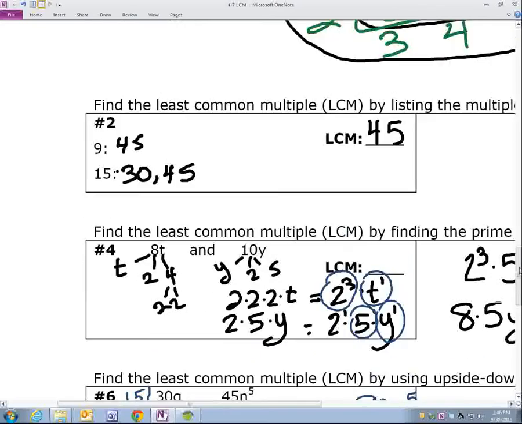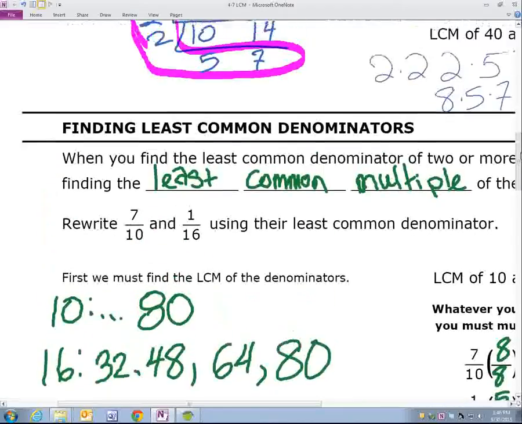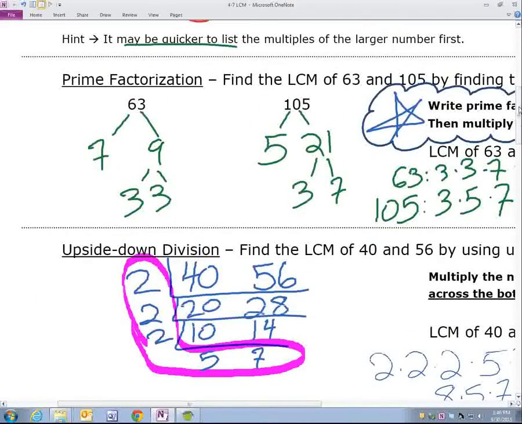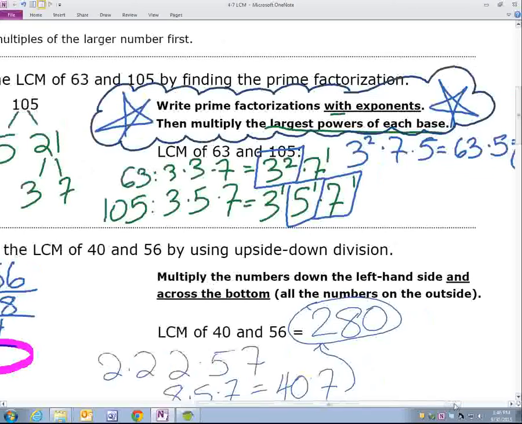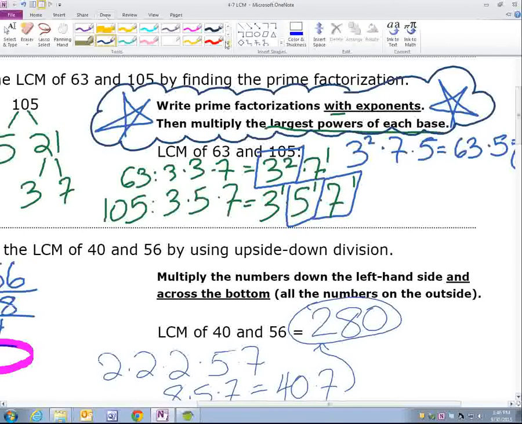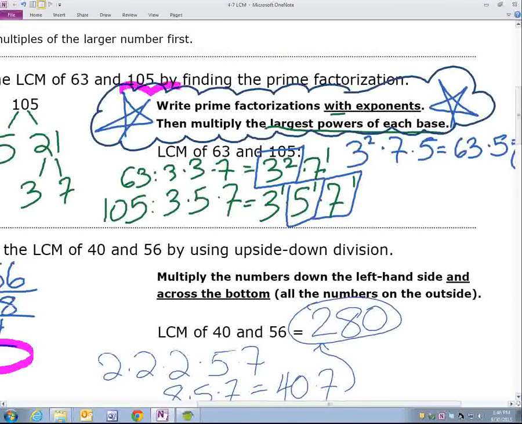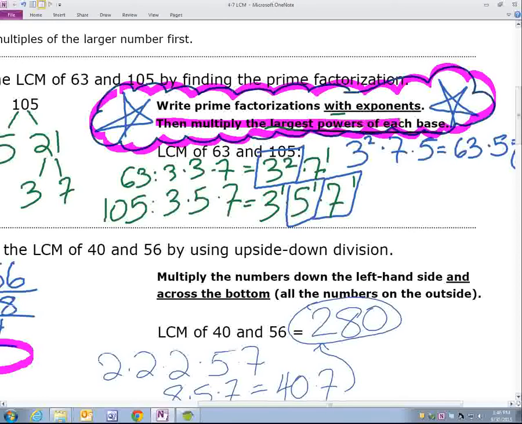Okay, to go back in time by 2 minutes, to highlight again what we already highlighted. Let's do it a different color for the third time. Multiply the largest powers of each base. So if one of them had x to the fifth and the other one had x squared, the x squared is forgotten.